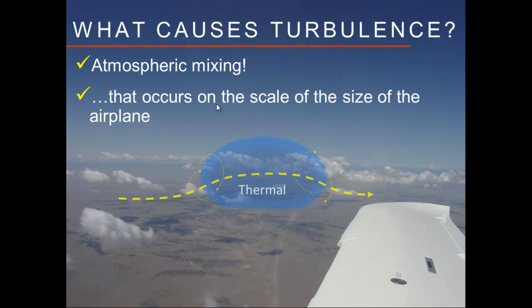So when we look at things like thermal turbulence, we have this rising, expanding air, and it has a wake associated with it, and the prevailing winds interact with that particular wake. So you have that prevailing wind that's going to be interrupted. All that process, all that mixing, interacting with the prevailing winds, produces turbulence on the scale of the size of the airplane. And as a result, that's what we feel in the cockpit.